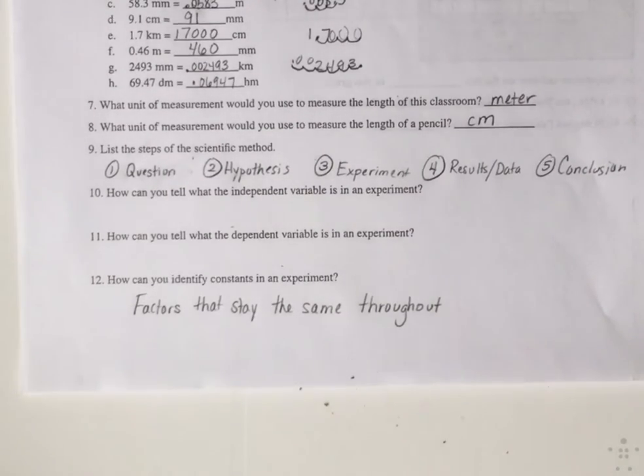Number 12, how can you identify constants in an experiment? This is the best way that I know to describe it. They are factors that stay the same throughout your experiment. So if you think back to your ruler lab, some of the constants were maybe the same person dropped the ruler every time. The same person caught the ruler every time. You dropped the ruler from the 30 centimeter end every time. So think through your procedure and see what stayed the same. Okay, on to the next page.